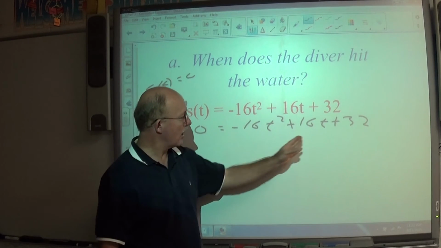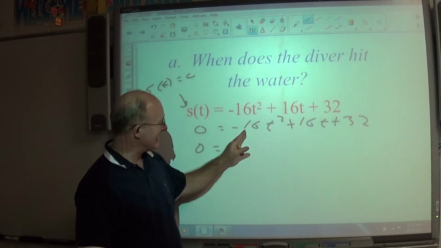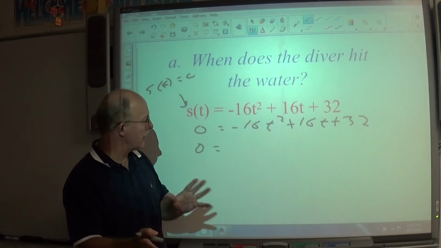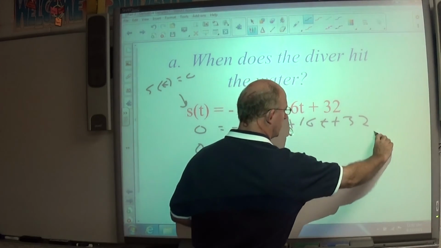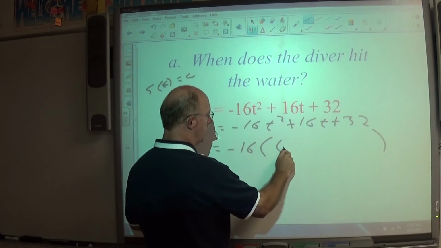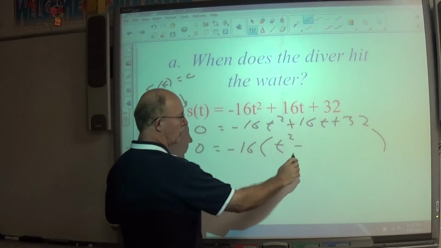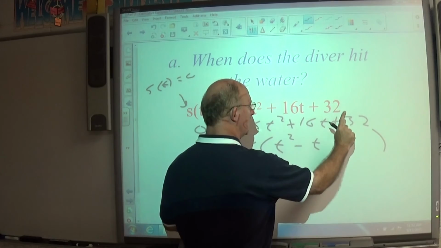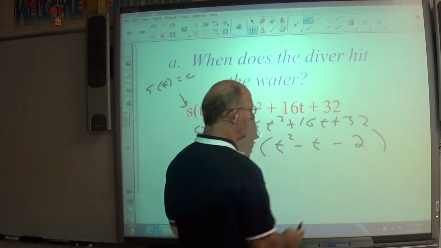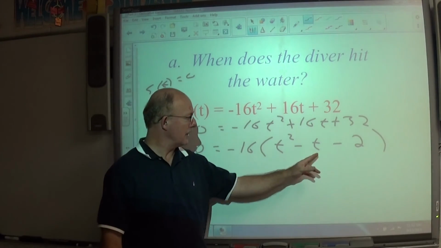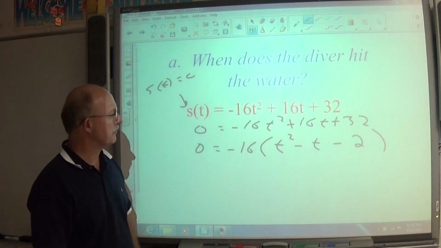First of all, let's factor off a common factor as we solve this. I want the leading coefficient on my quadratic to be positive, so I'm going to factor the negative 16 off the first term. That leaves positive t squared, minus t for the middle term, and minus 2 for the 32. Inside our parentheses, I'm going to change the signs on each of those terms. It'll be a positive t squared minus t minus 2.